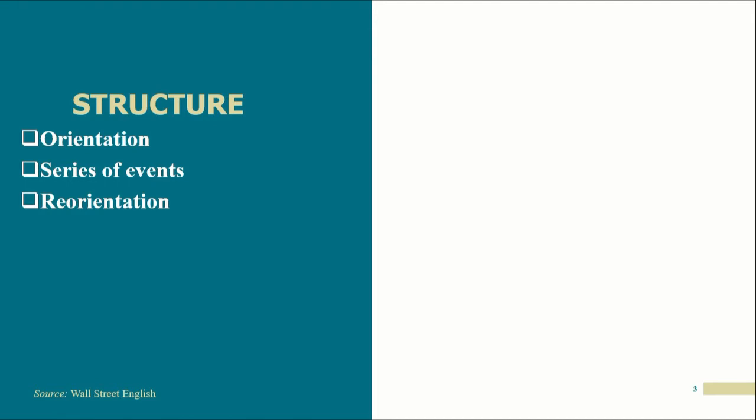Okay, when we read recount text, we will find the parts of recount text. Recount text has three parts. They are orientation, series of events, and the last one is reorientation.